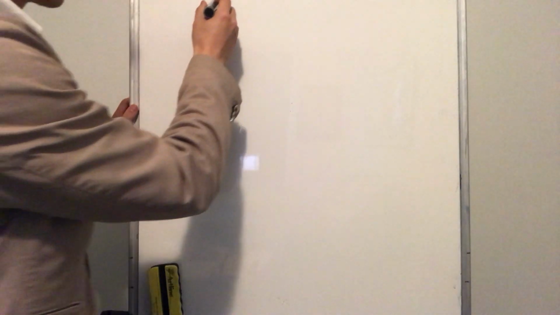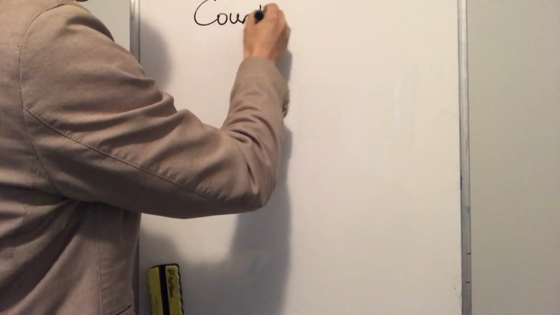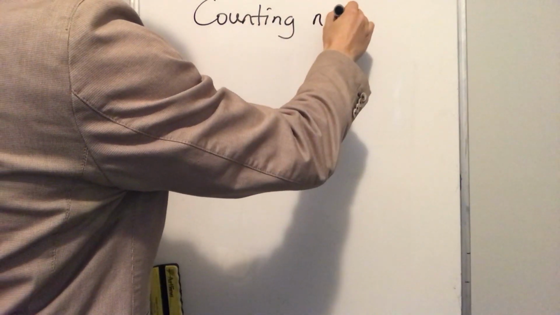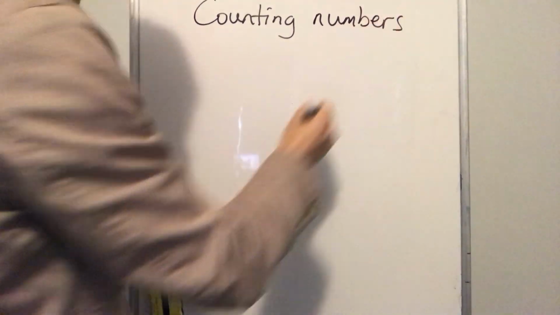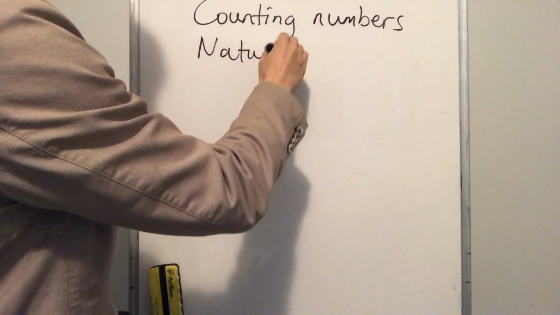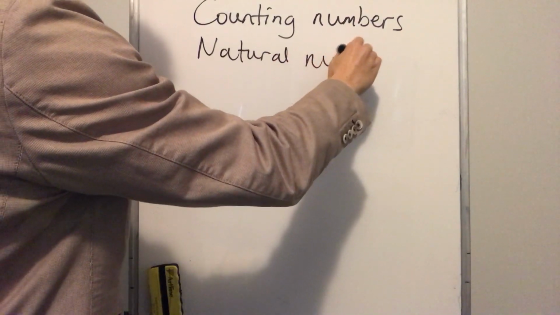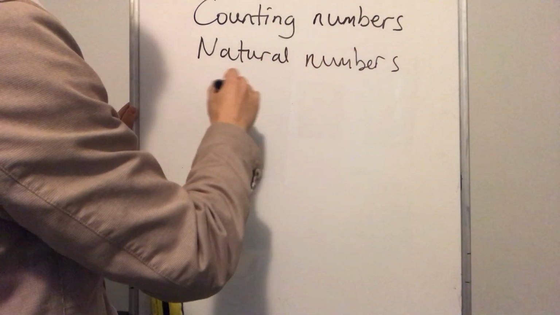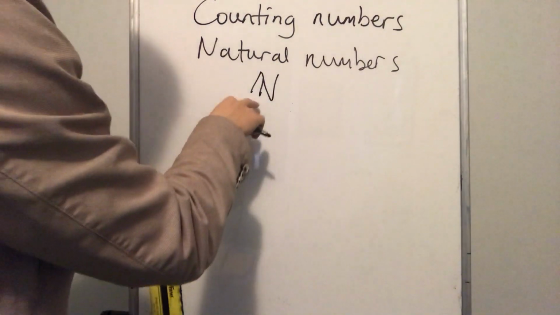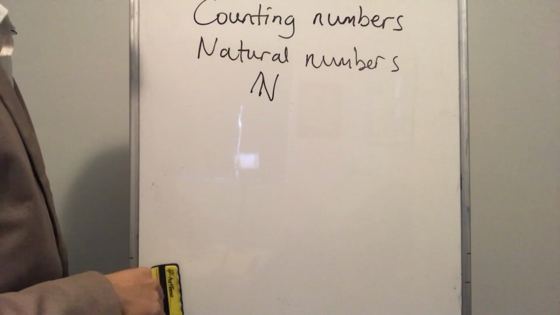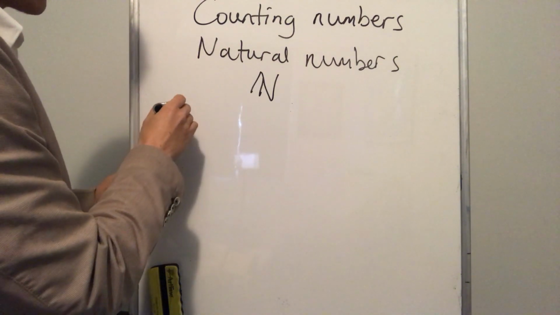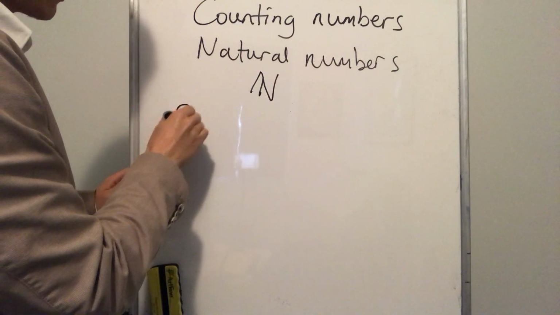So here I want to start with the counting numbers. Another name for these counting numbers, we might also call them the natural numbers. And together they'll be called this symbol N for the natural numbers. And what they are is, in some ways, what you get from 0 or 1.